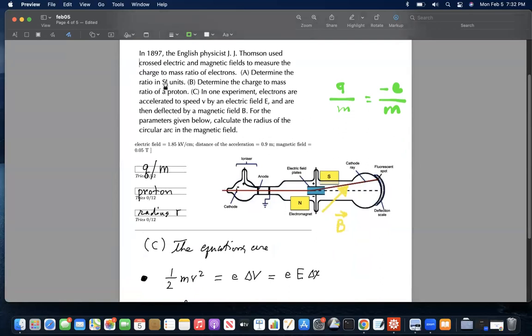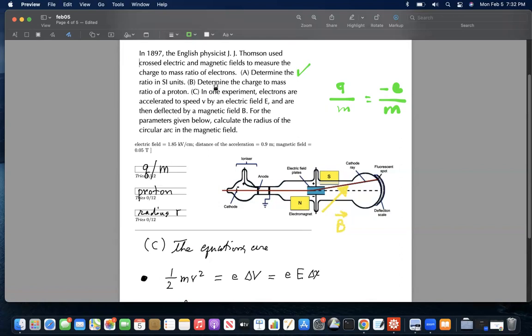Part A is just to calculate E over M. Well, you can look up E in the book. You can look up M in the book. So you can just calculate E over M, looking up the charge of an electron and the mass of an electron. So that's done.